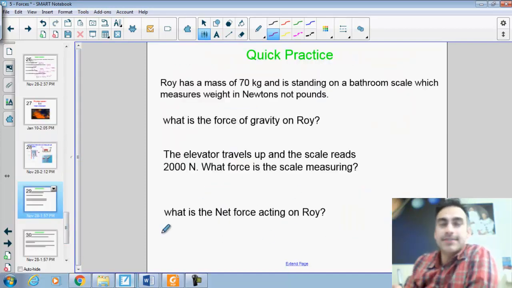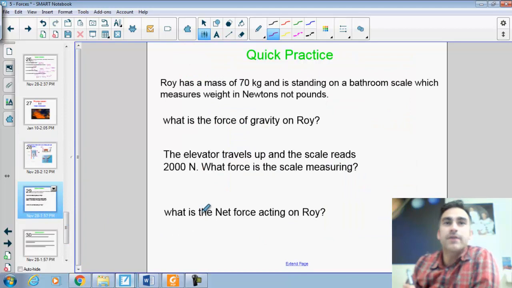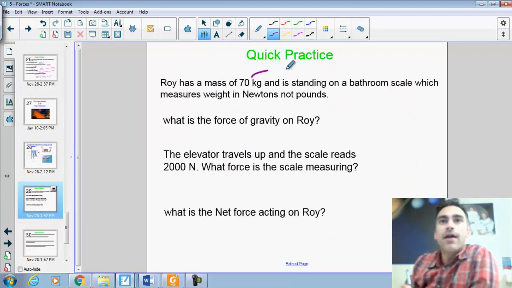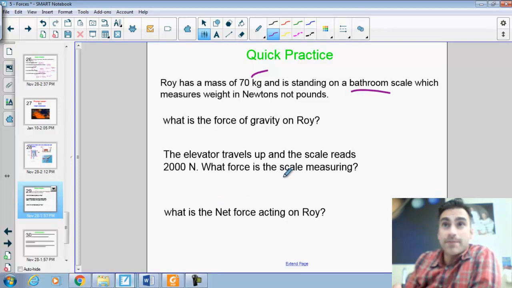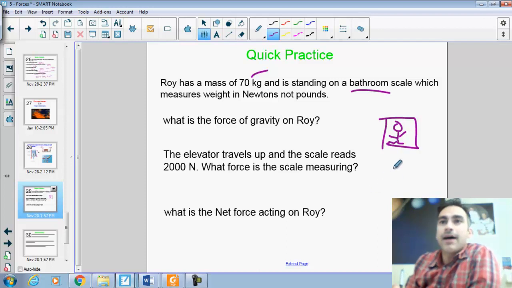Let's do this elevator one first. So we have Roy. He's very massive. He's sitting in an elevator. He's got a bathroom scale which measures weight in newtons, not pounds. Good, so I don't have to convert. What is the force of gravity? So here's our elevator. Here's Roy. He's sitting on the scale. Let's find out our force of gravity.